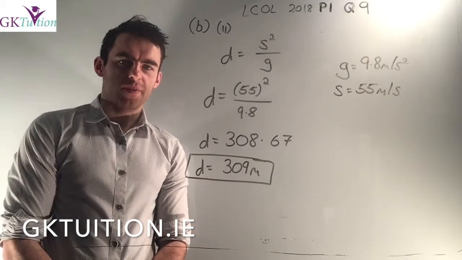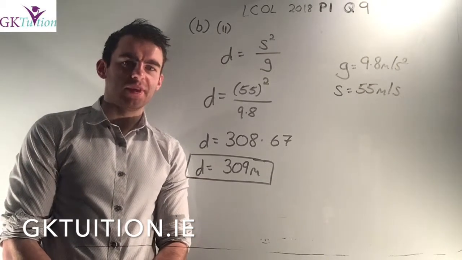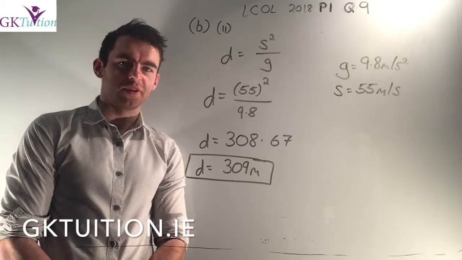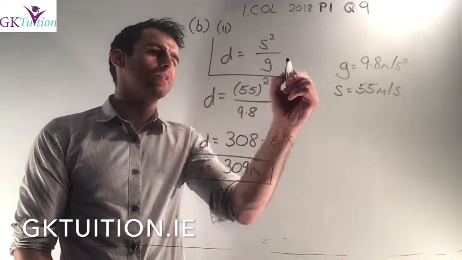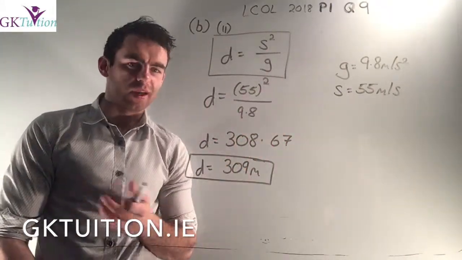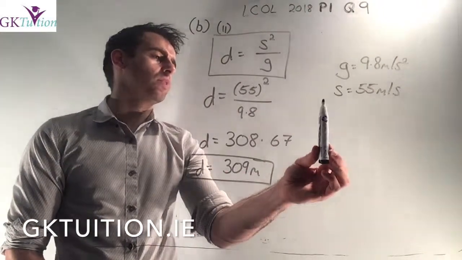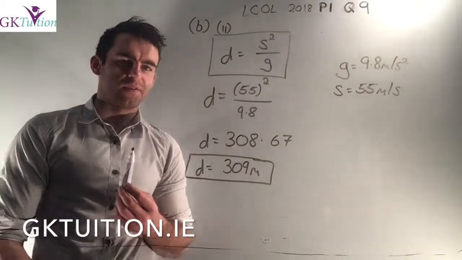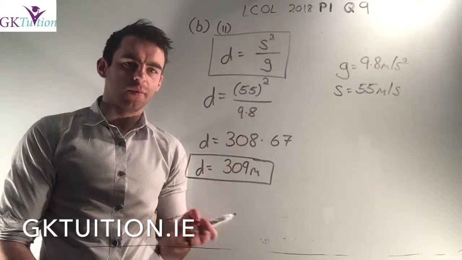Okay, B part 2 says, hence or otherwise, find the depth of a tsunami that would reach a speed of 55 meters per second. So I can use this formula, D in terms of S and G. They've told me G, they've told me S, so it's relatively easy to find D. G is still 9.8, and in this scenario, the speed is 55. I can just sub in and work out the value of D.